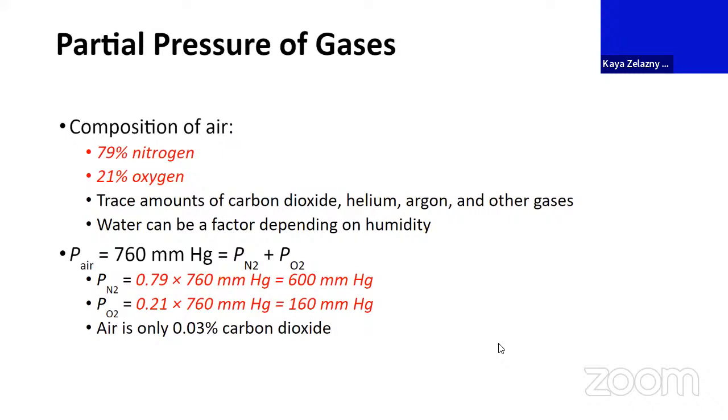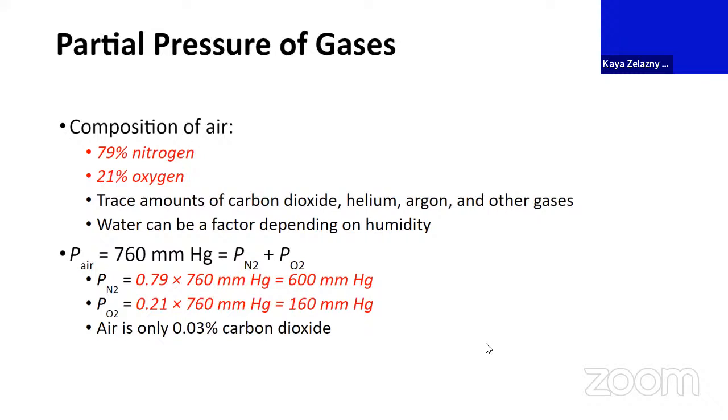So it happens to be the case that the air around you is about 21% oxygen. It's about 79% nitrogen. It's got a little bit of various other gases, including carbon dioxide, which we care about, helium, argon, other stuff. It's there. And depending on how humid your environment is, water can make up a lot of that too. Water vapor is a gas as well.